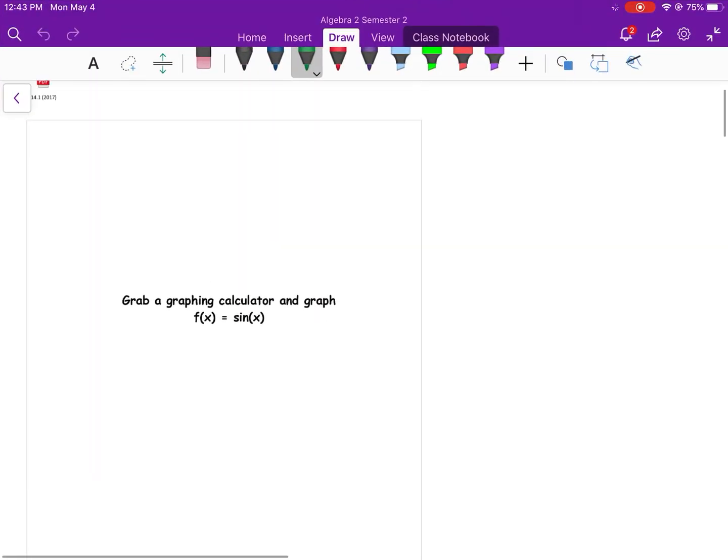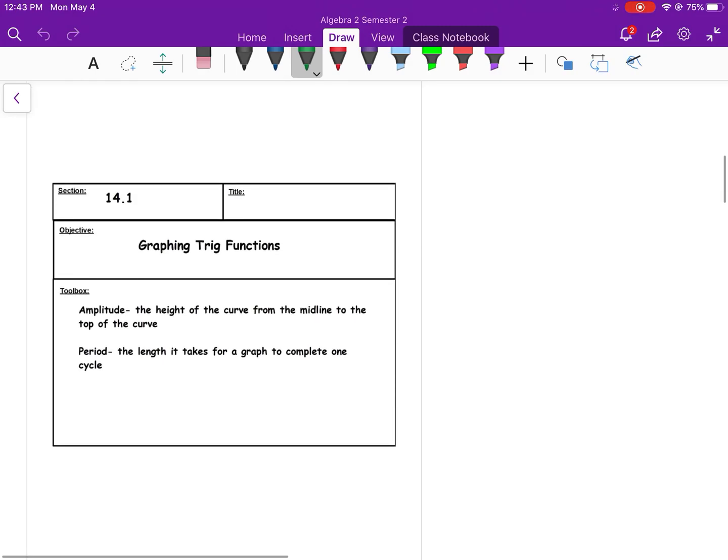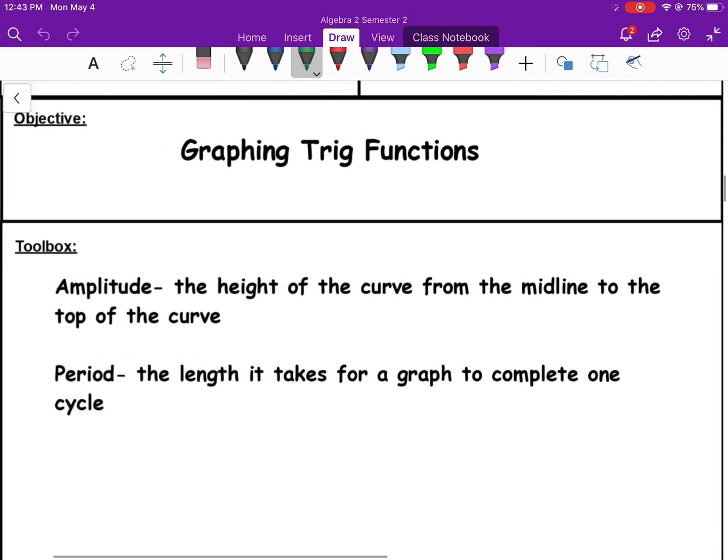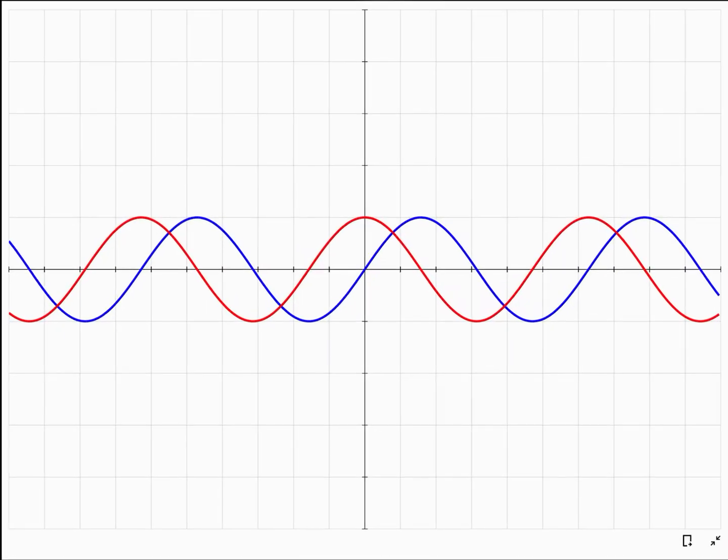So what we need to know for graphing trig functions is what's called amplitude. Amplitude is the height of the curve from the midline, or where it's cut in the middle, to the top of the curve. The other thing is the period, the length it takes for a graph to complete one cycle.